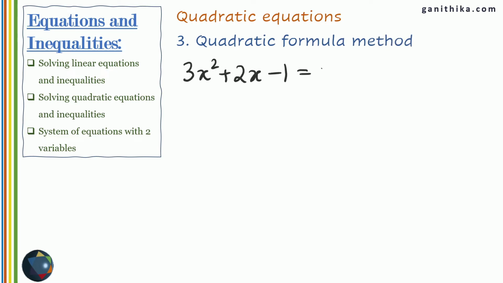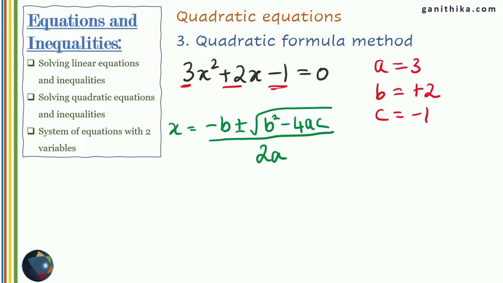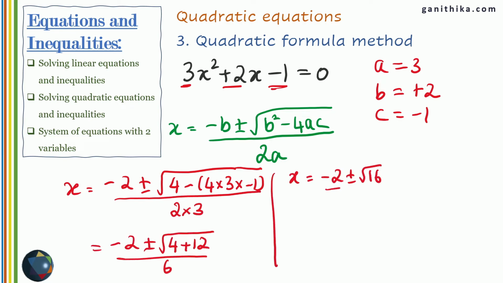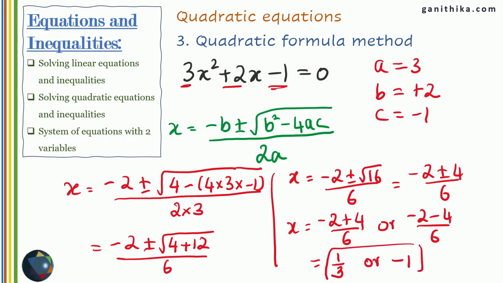This is the simplest method you can use for any type of quadratic equations. So consider this equation. You need to just find out what the a's, b's and c's are in this equation and then substitute in the formula. That's all. I'm going to go quickly on this. So substituting in the formula and simplifying, you will get the value of x to be 1 over 3 or negative 1. You can pause the video here and try to do it yourself and check with this answer.